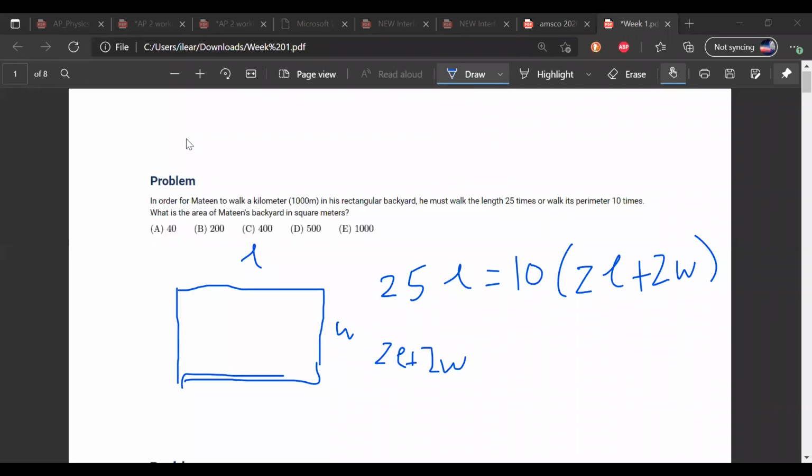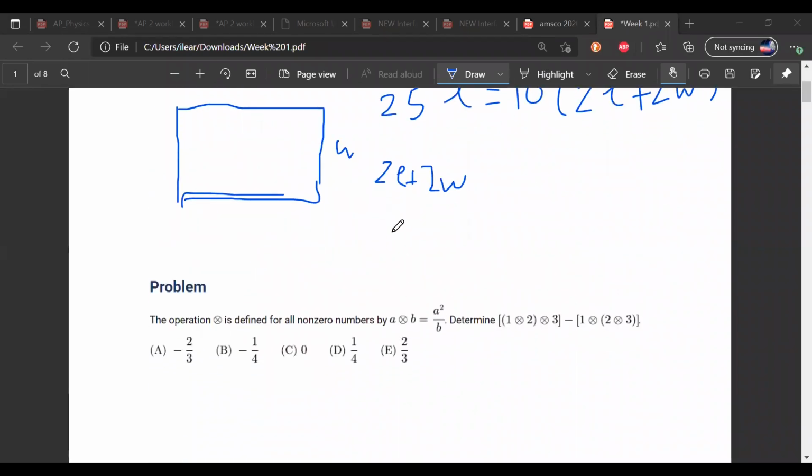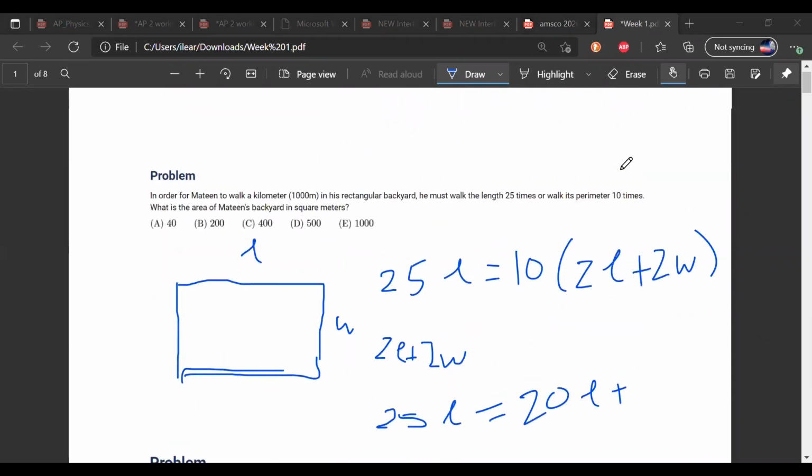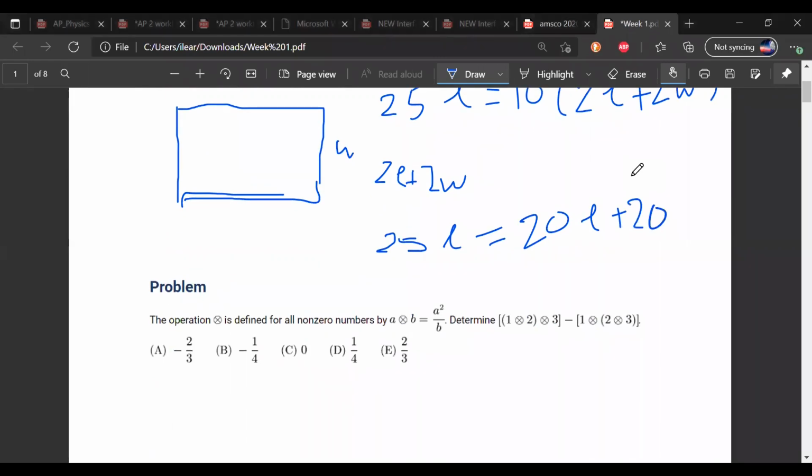Right. So it looks like people do agree. So we basically get 25L is equal to 20L plus, oh sorry, let me omit everyone again, plus 20W. So now let's subtract 20L from both sides. We would get 5L is equal to 20W. So we get the ratio between L and W is basically 1 length is equal to 4 times the width.